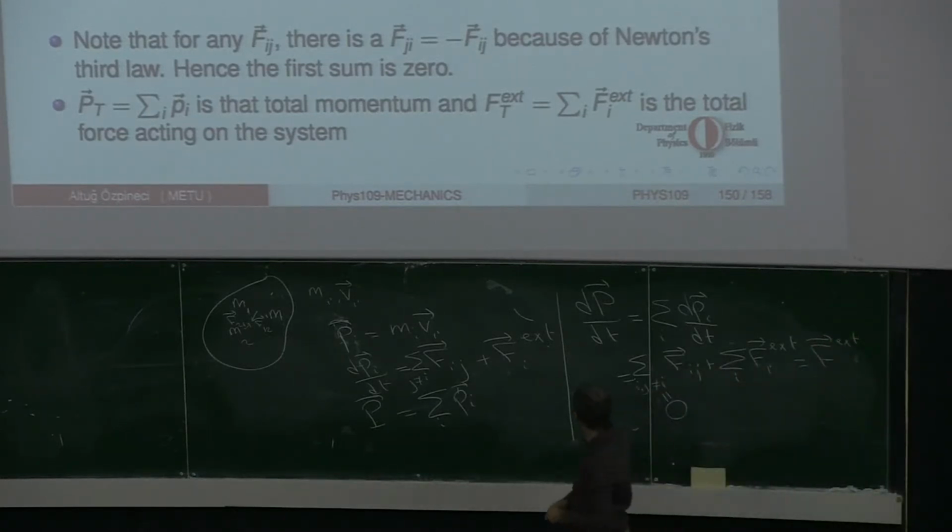So the rate of change of the total momentum of my system is nothing but the total external force acting on my system. Well, this is just like Newton's second law applied to the whole system, not to point masses. But for point masses, we already know that the rate of change of momentum with time is the force acting on it. This is what Newton tells us. That law is valid for point masses.